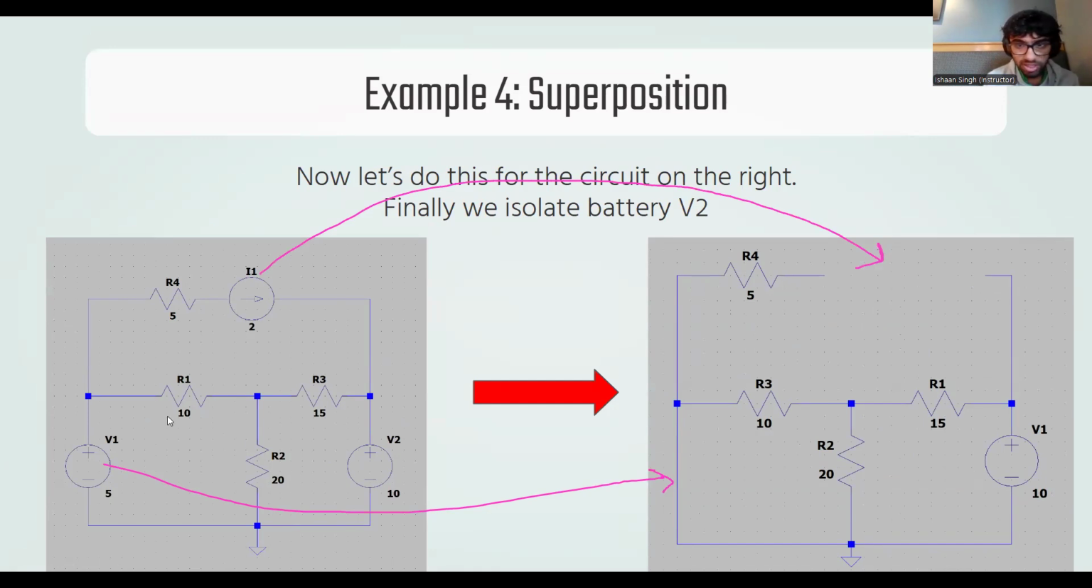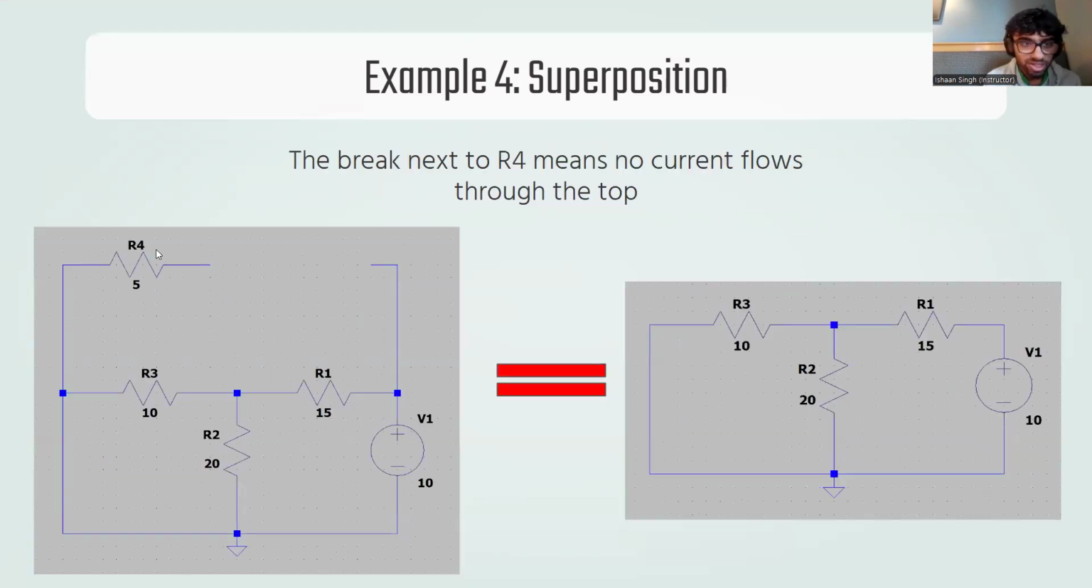And now we have the same nothing sandwich that we had in the previous example. Nothing happens to resistor R4 at the top. We can just ignore that entirely. And now we're left with R3, R2, R1, and the battery. And we know how to analyze that.